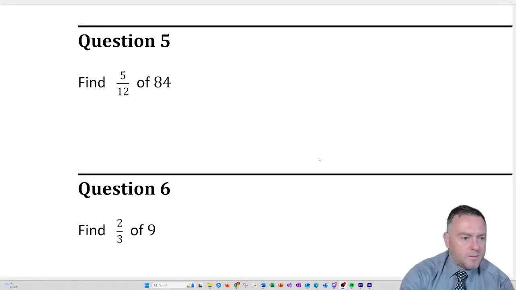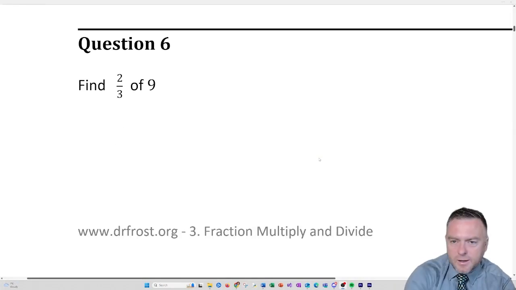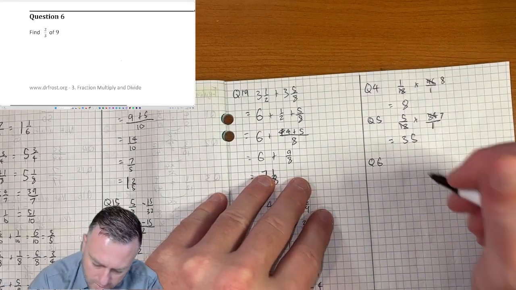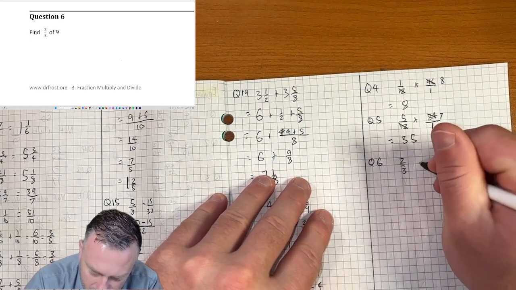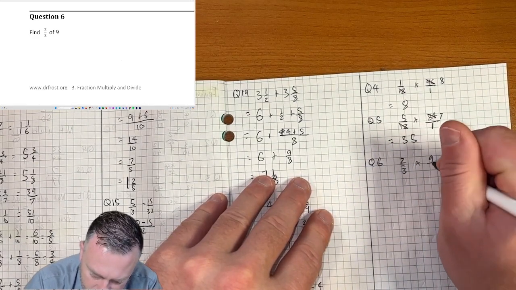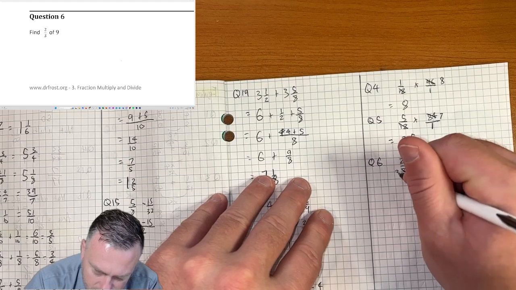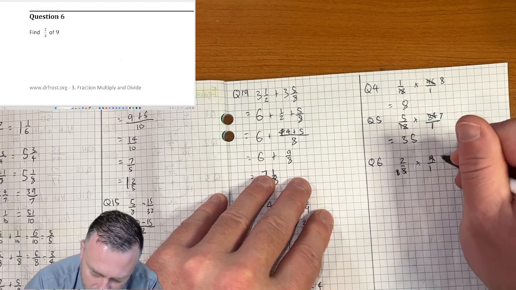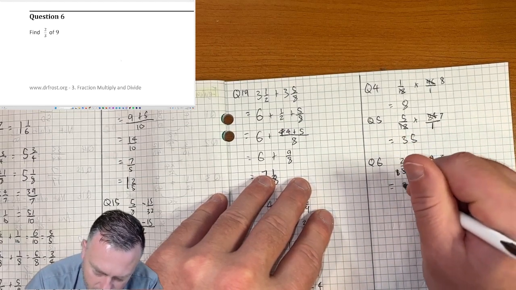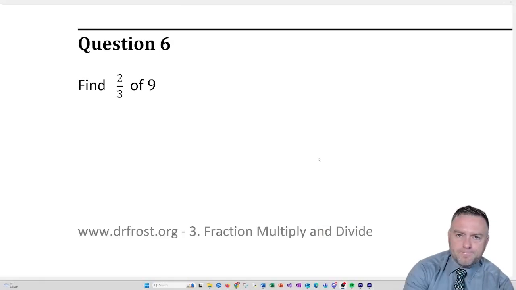Question 6. 2/3 of 9. So we've got 2/3 times 9. Again, cancel those out. Oops, that gives you a 1. That gives you a 3. And that just equals 6.